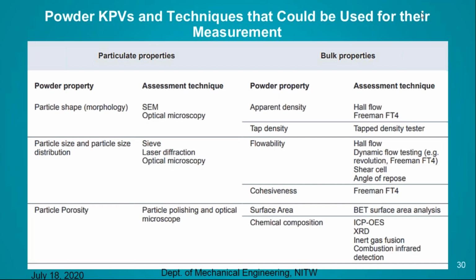And coming to the key process variables of these powders, and the techniques that can be used during the measurement of these powder particles. Whenever we are manufacturing powder particles, we have to characterize them. Whatever powders are there, we need to characterize. How do we assess these things? One is the morphology, which can be assessed by the optical microscope or the scanning electron microscope.